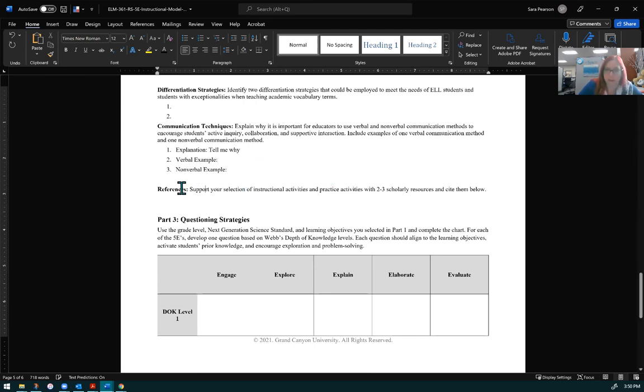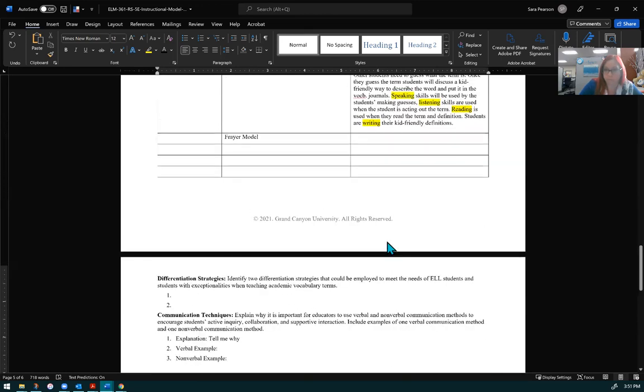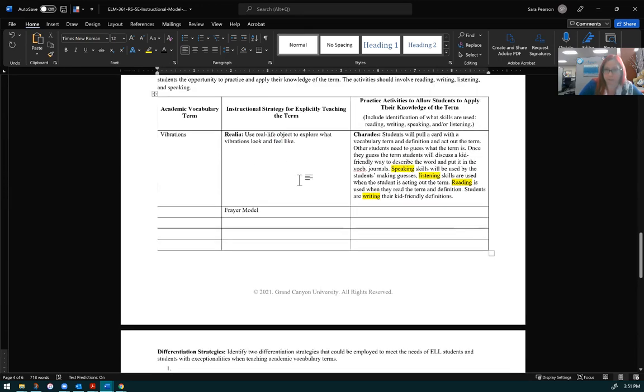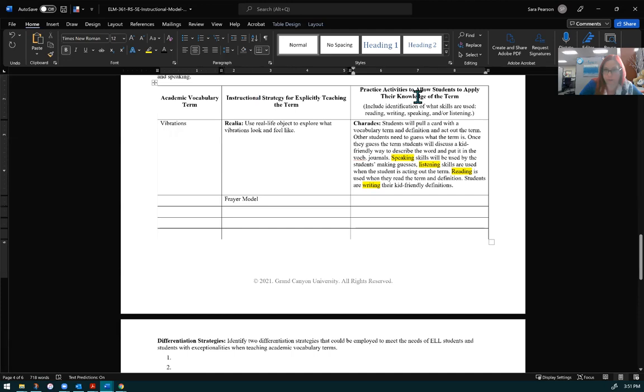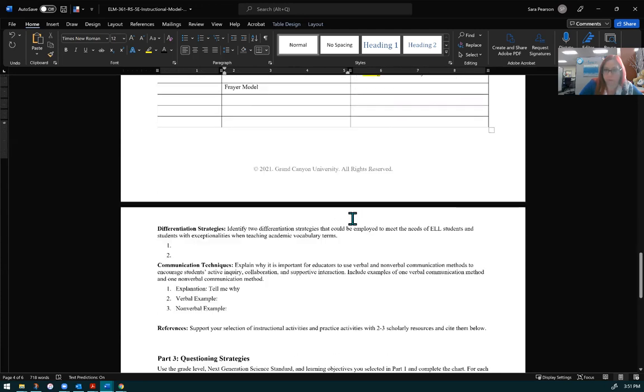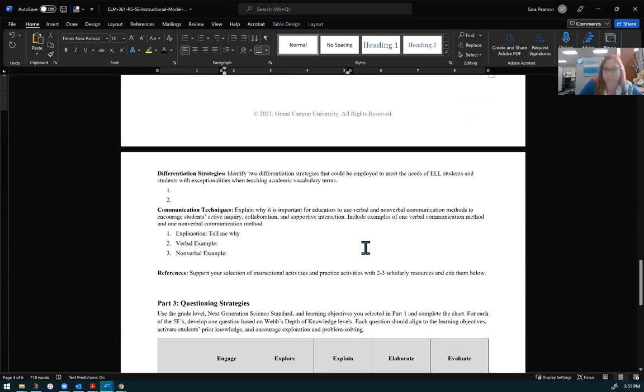Make sure that your instructional activities or your practice activities, whether it's your differentiation strategies or either of these 2 boxes, teaching and practicing, are supported with scholarly resources. We want to use 2 to 3 on this assignment.